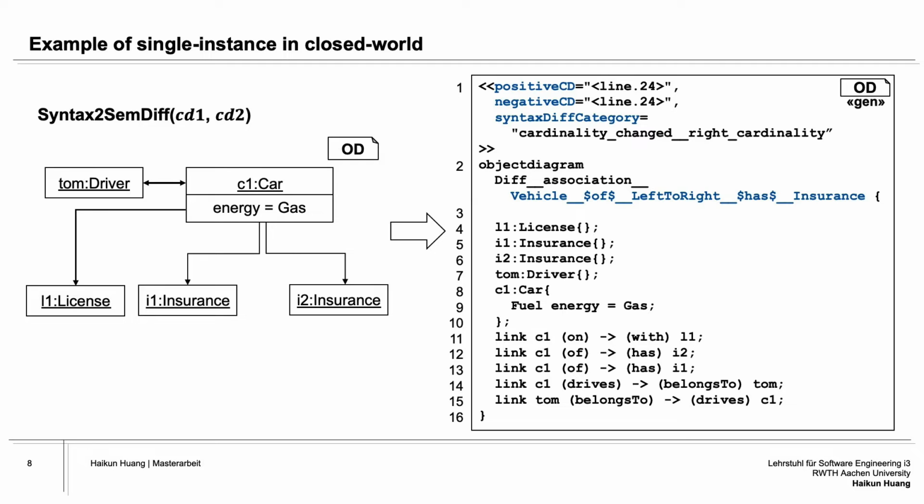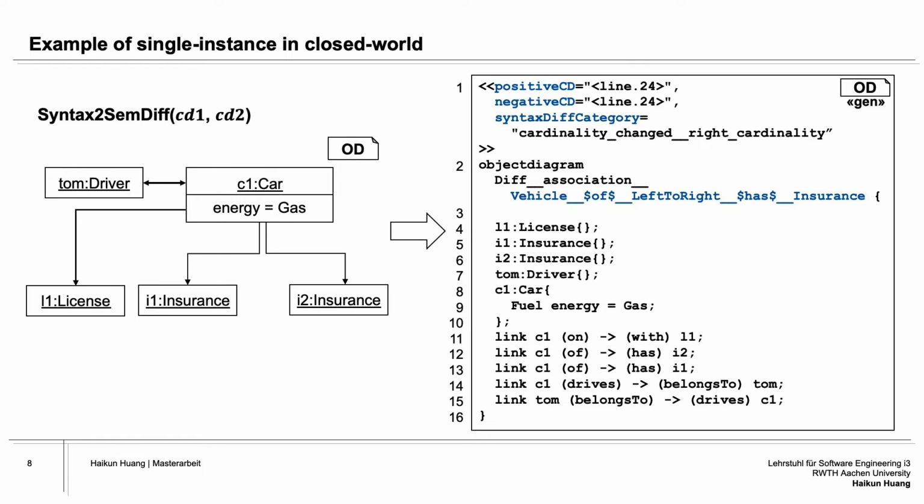And on the right side, there are the related textual object diagrams in UMLP. You can see we added the labels positive CD and negative CD to show the location of the syntax differences, and the label syntax diff category to show which kind of syntax differences causes this current semantic diff. And for each syntax diff in CDs, we will generate one related diff-witness.